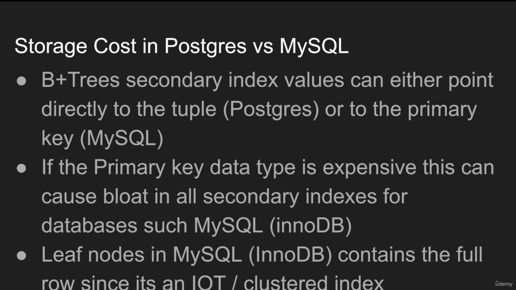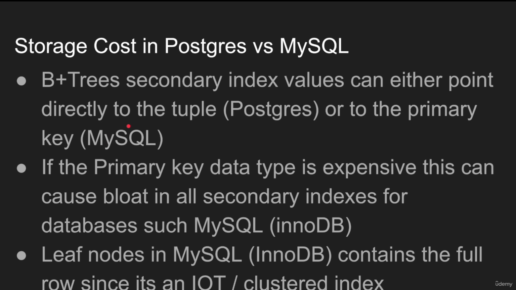So if you have a secondary index and this secondary index points to the tuple, then the tuple pointer size is really not that large, right? Because it's a fit. I believe it's 32-bit. I might be wrong, it might be 64-bit, but that is the pointer. While the MySQL secondary indexes point to the primary key.